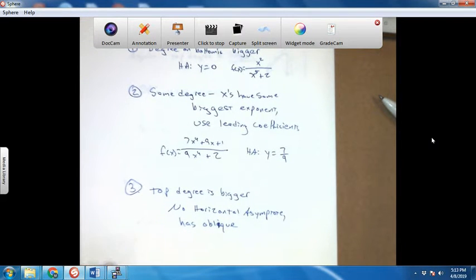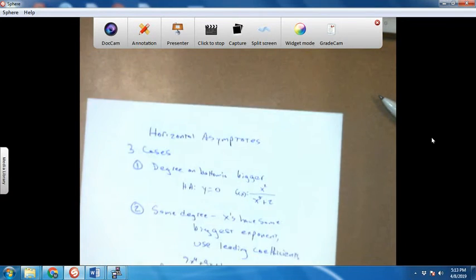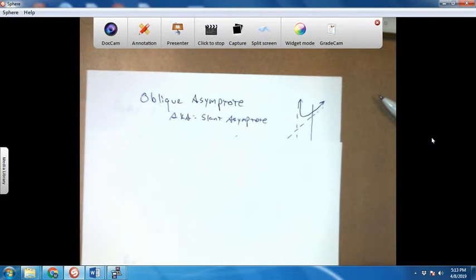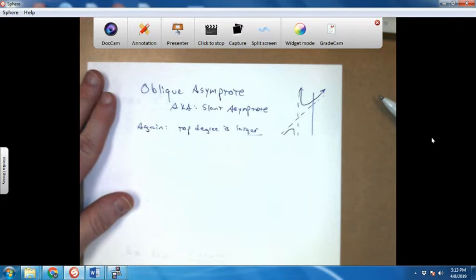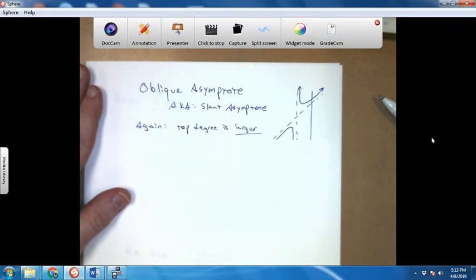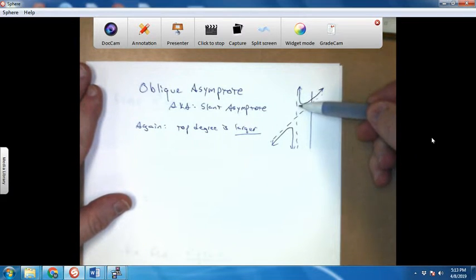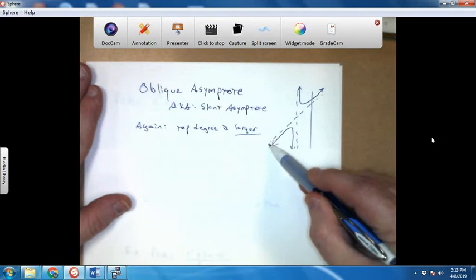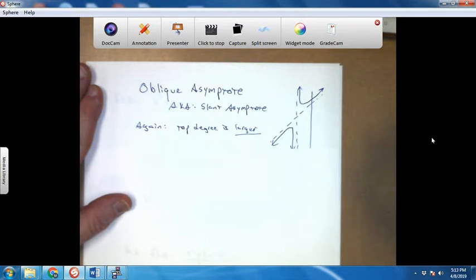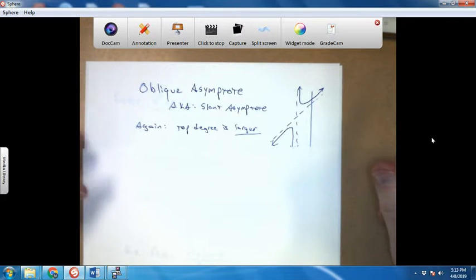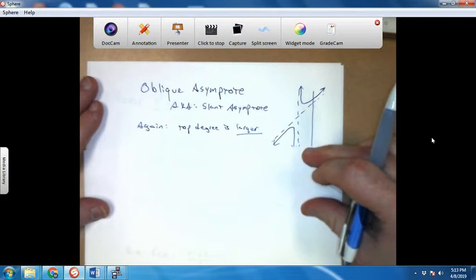Now, the oblique takes up a little bit more space because it's also known as a slant asymptote. So finding it is a little bit more of a challenge, and it comes about when the top degree is larger. In this picture, here's my vertical asymptote, there's my slant asymptote, and my figure stays in between. Thankfully, we will not have to graph these by hand, but that's sort of how it looks.